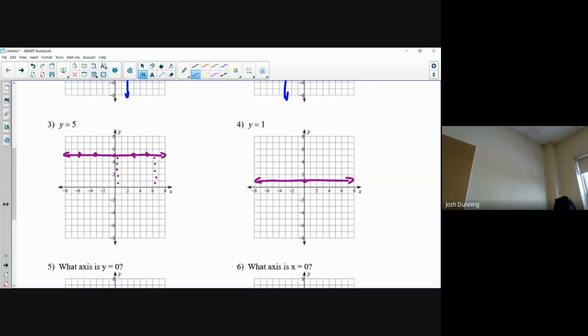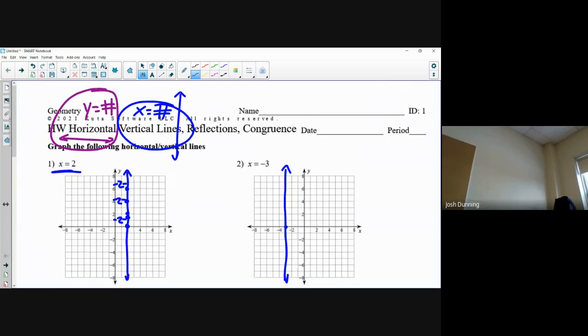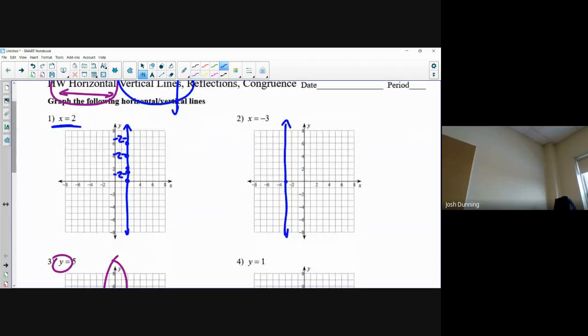Sometimes the way to remember this is if all you see is one letter, that's going to be the axis it'll cut through. So with the horizontal lines I just did, I saw the letter Y, so I had to go through the y-axis like I did right there. On the vertical lines, you see only X, so you got to cut through the x-axis like we did just right there.